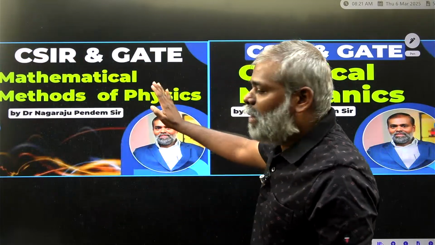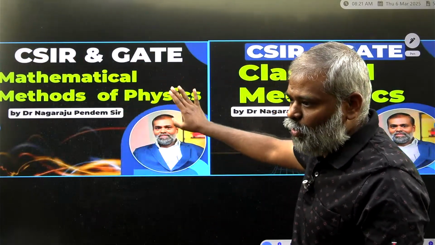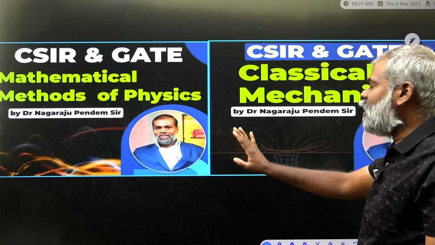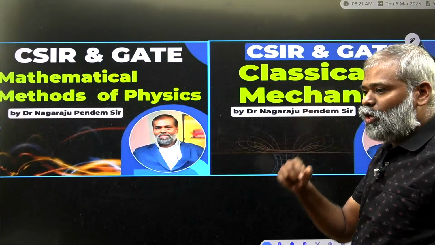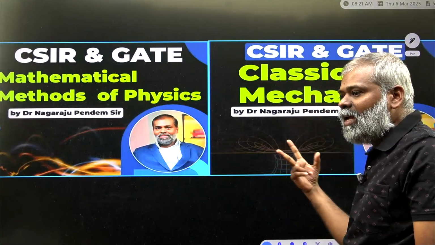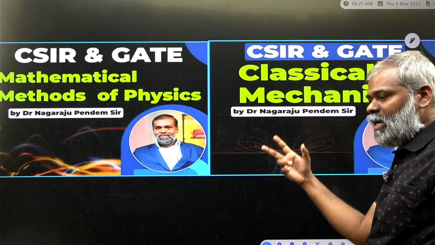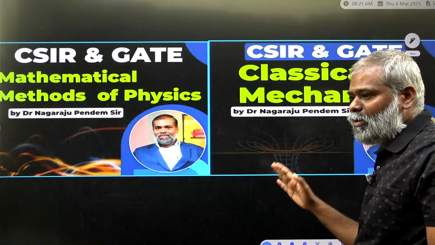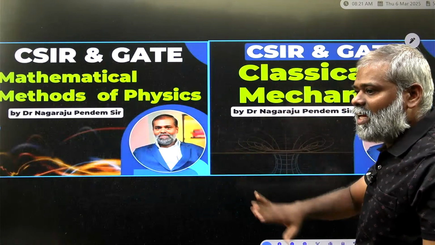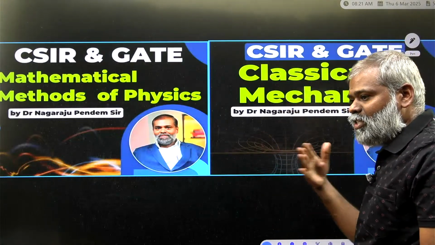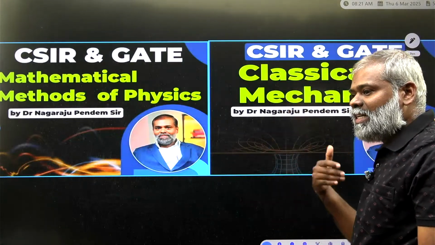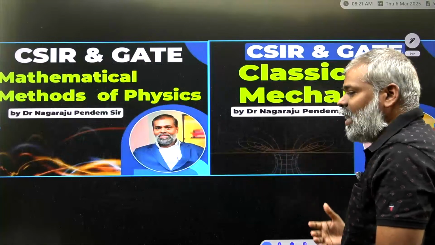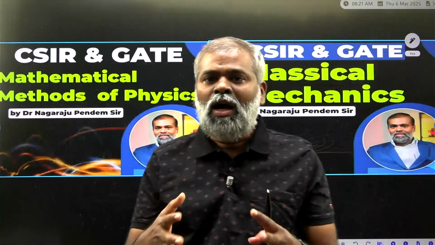Till now the mathematical methods of physics is all finished. Now in classical mechanics, only two topics are left behind: Hamiltonian formalism and periodic motion. If Hamiltonian formalism and periodic motion are finished, the entire classical mechanics is finished for JL. But for DL, some topics are there. Those things I will teach after some time.